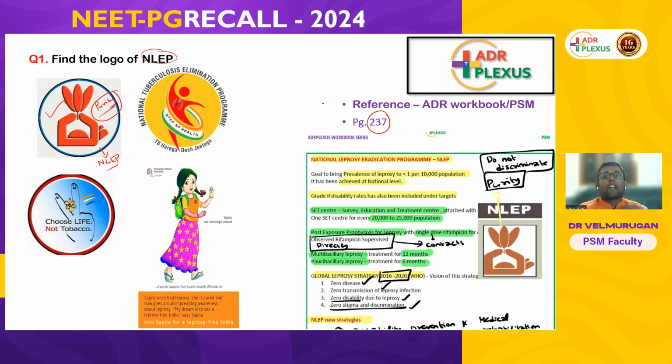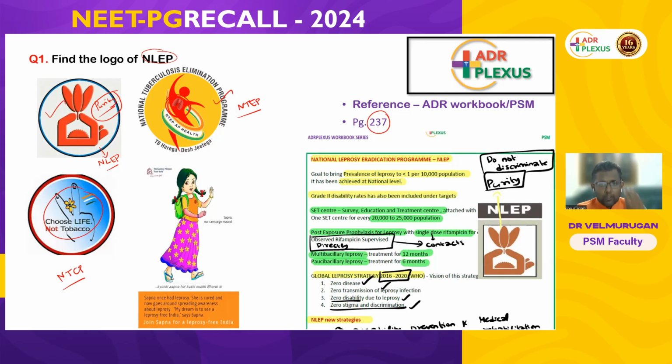So they have given other logos. This is the logo of the National Tuberculosis Elimination Program, with the heart and the lungs. We have the lungs here. Lungs, NTEP. This is NTCP, the National Tobacco Control Program. Choose life, not tobacco.